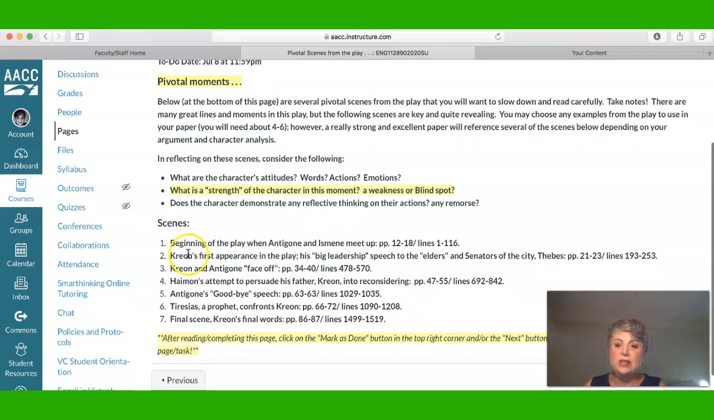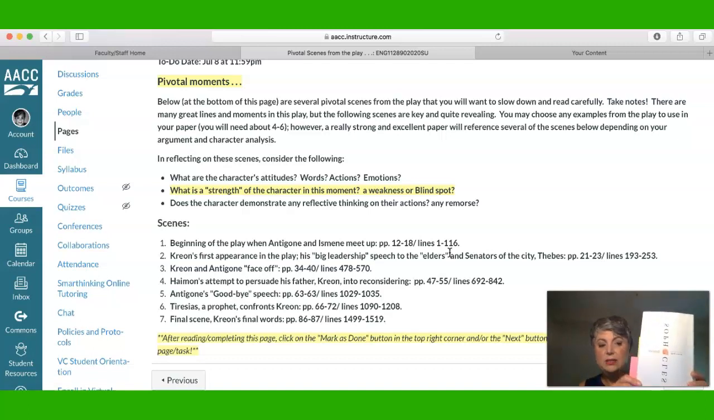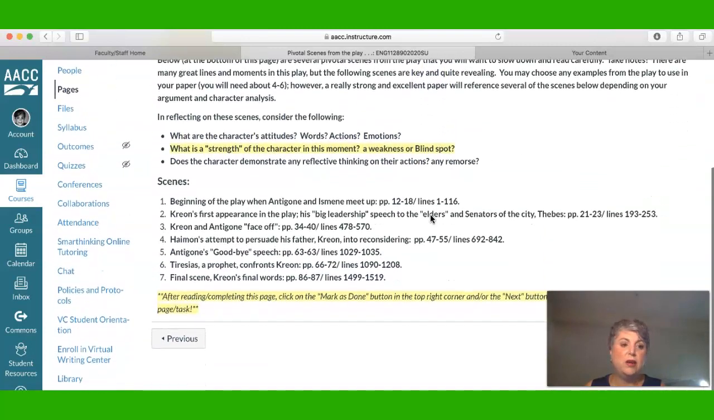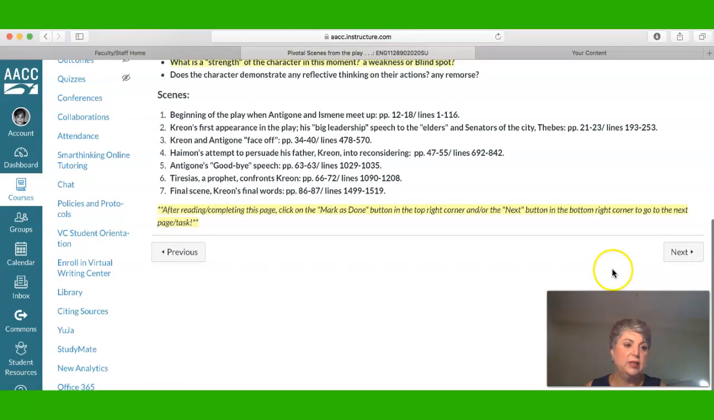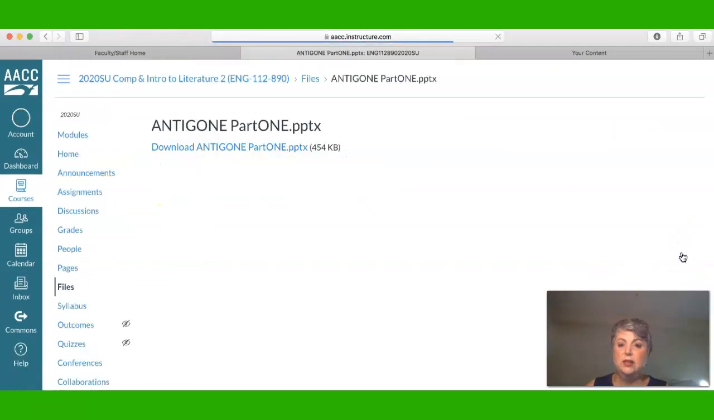Okay, so here are the scenes with the page number and the line numbers. And this is, of course, based on the Robert Bagg translation. And here is my book, right? Antigone by Sophocles, Robert Bagg translation. You can see that I've marked it up. So the page numbers and line numbers are based on this text and translation. All right, so that is that page, Pivotal Scenes. Check it out.